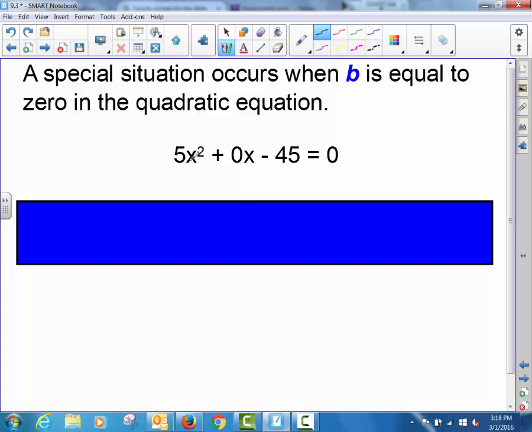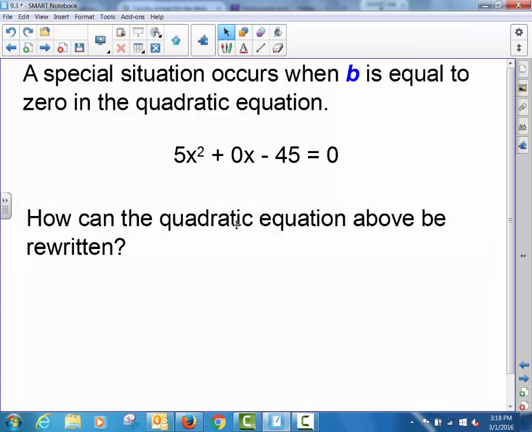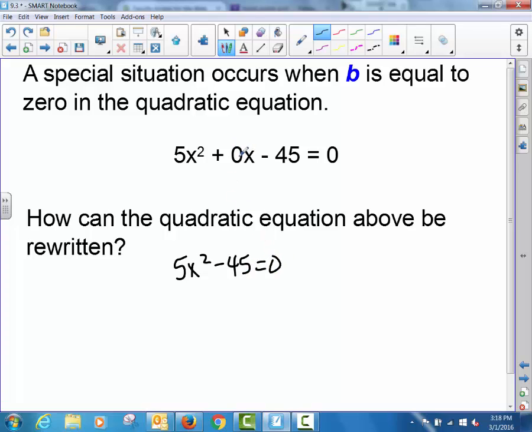Okay, how could I rewrite this equation? I've got 5x squared plus 0x minus 45. How can that quadratic equation be rewritten? Well, what you can do is write 5x squared minus 45 equals 0. We just eliminated the need for having the x in there because there are no x's. So this is the way we would write it. We would not write this. This is the way we would write it.